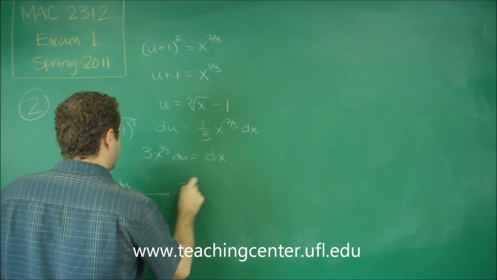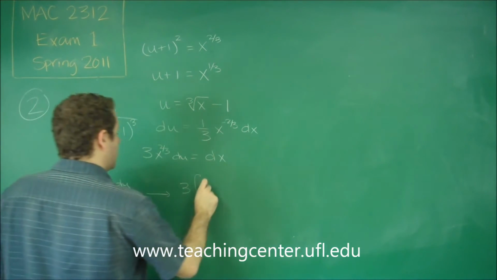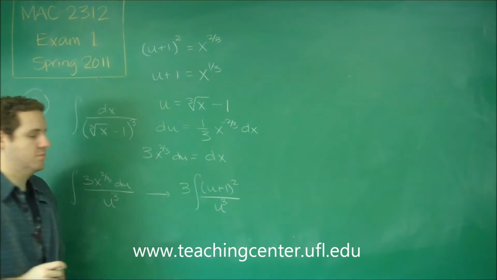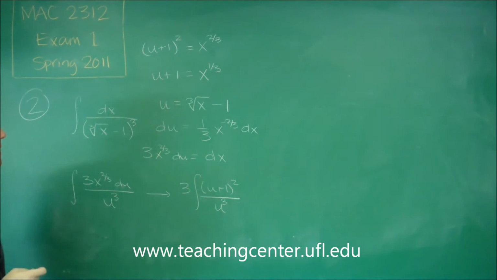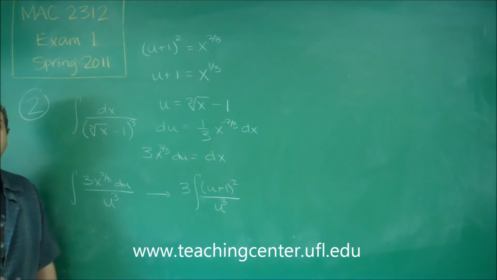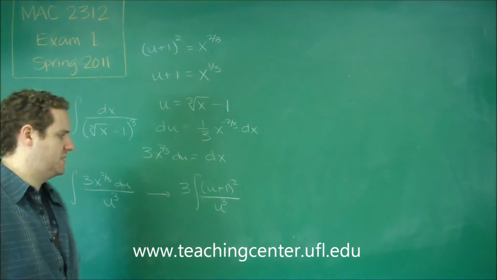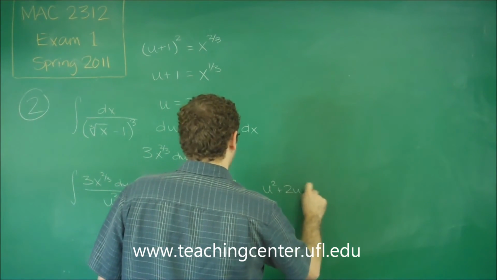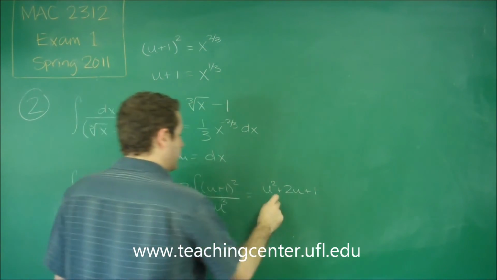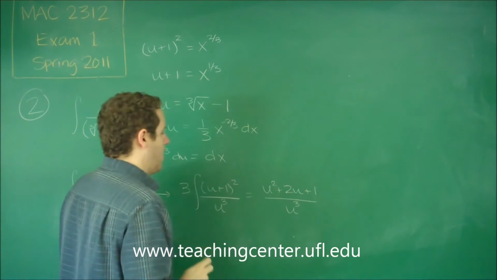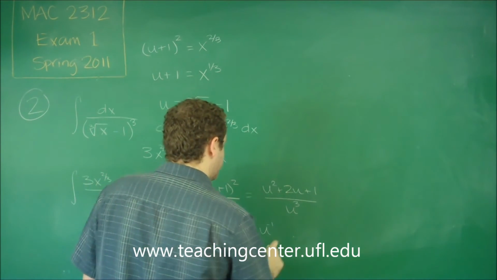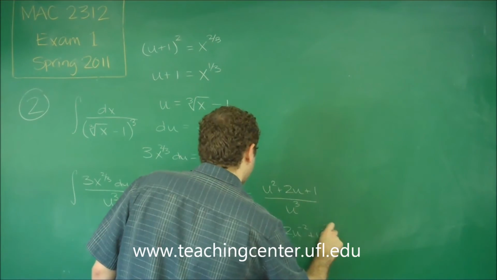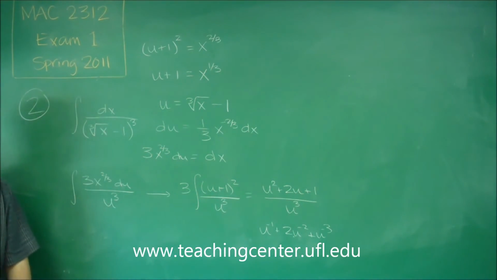So therefore, and I'll bring the 3 out of the integral, we have u plus 1 squared over u cubed. And now what we can do is factor out or expand the numerator and just put them term by term. That's usually the easiest way to do these. So this is u squared plus 2u plus 1 over u cubed, and that would be u to the negative 1 plus 2u to the negative 2 plus u to the negative 3, if you separated those term by term.